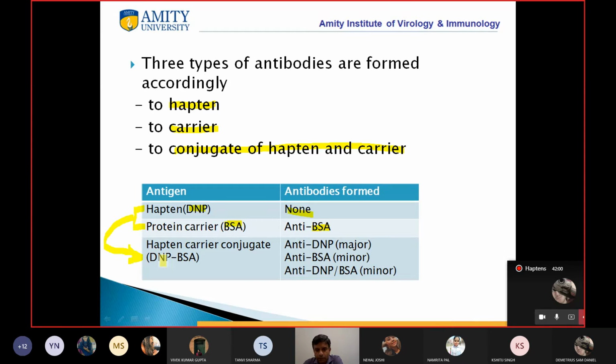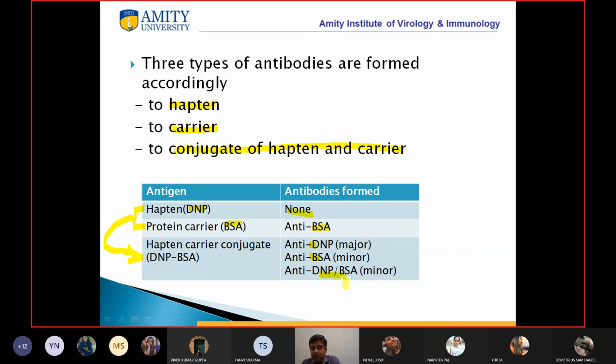right, so there is this DNP-BSA conjugate. Now you can see that there are antibodies against DNP, against BSA, and also if some other epitopes are formed, you'll find some antibodies against them also, okay? So by itself, the hapten was not able to generate an immune response, but when it was combined with the carrier protein, an immune response is generated against this hapten, okay?